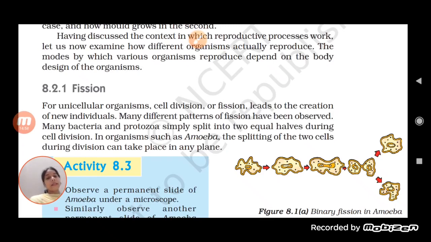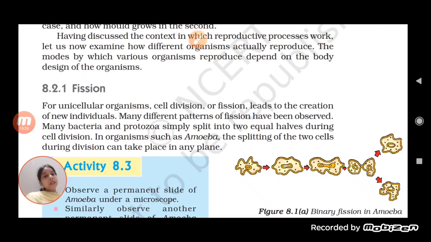Let us try to understand. Fission means what? Breakdown. It means that when a unicellular organism splits or divides to form two new organisms, or more than two new organisms, the process is called fission. Fission in Hindi is the breakdown only. So splitting of the body into two or more is called fission.